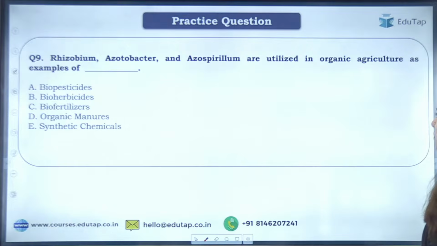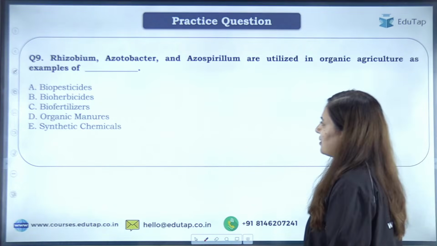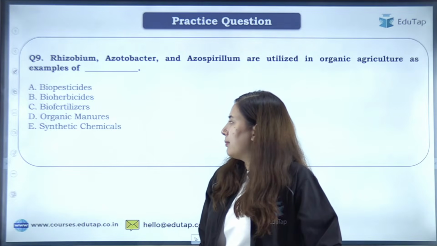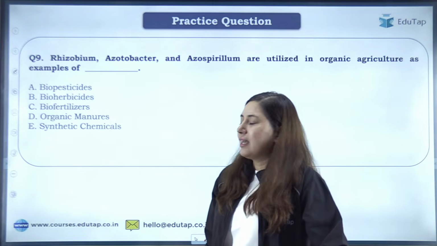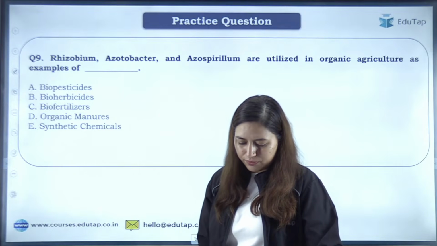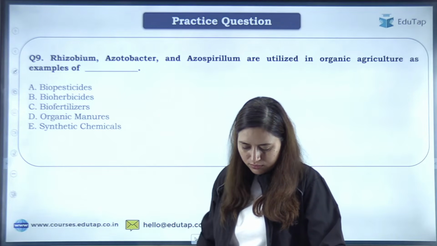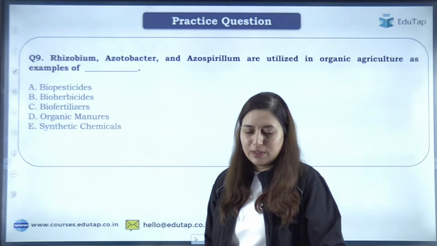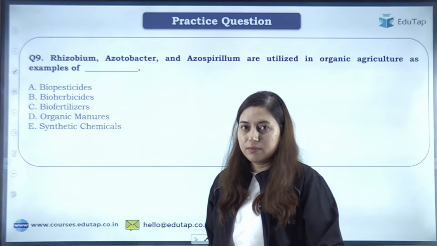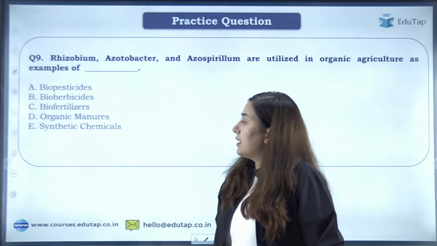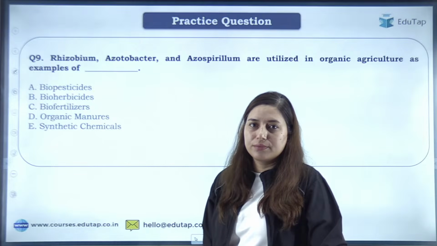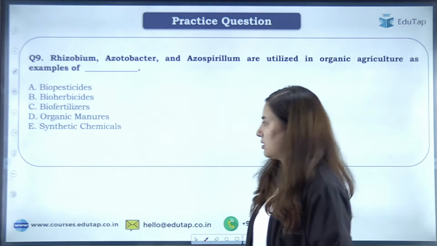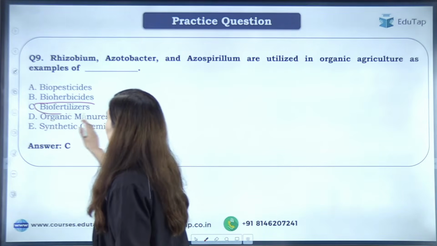Rhizobium, Azotobacter, Azospirillum are utilized in organic agriculture as examples of. Your options are biopesticide, bioherbicide, biofertilizer, organic manure, synthetic chemicals. What will be the answer? Rhizobium, Azotobacter, Azospirillum are the examples of. Very good. They are biofertilizers. Now, what are biofertilizers?